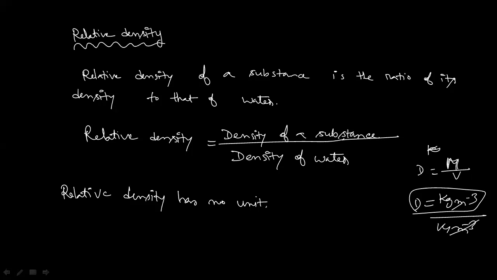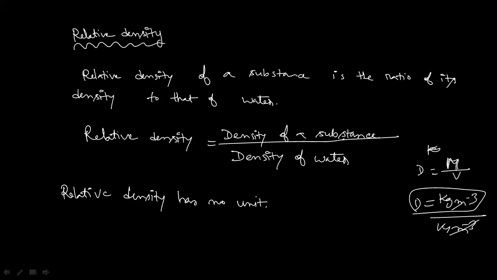So see the example. We have only 1 minute 10 seconds left. Now see example 10.7. Relative density of silver is 10.8. The density of water is 10 cube kg per meter cube. What is the density of silver in SI unit? See the NCERT book. Very easy. Relative density will be density of silver by density of water. You have to remember the density of water.